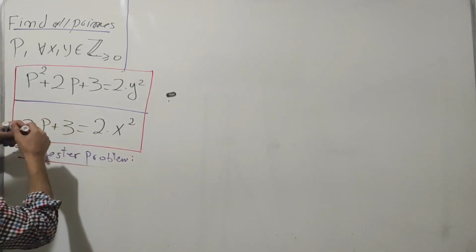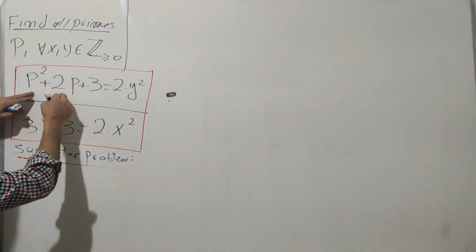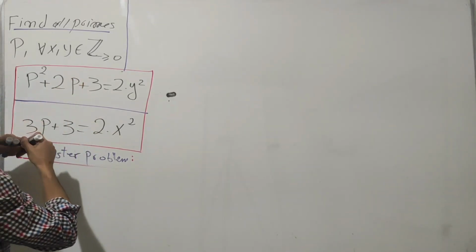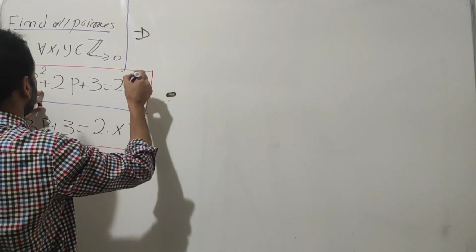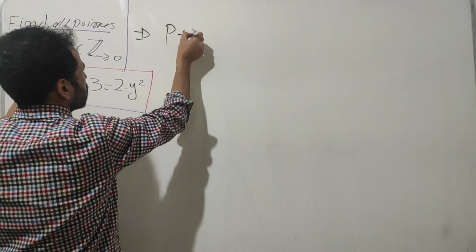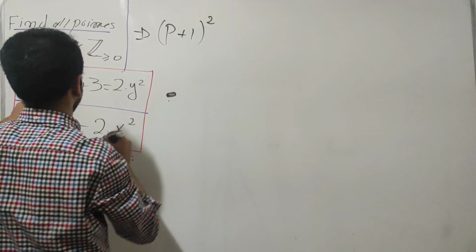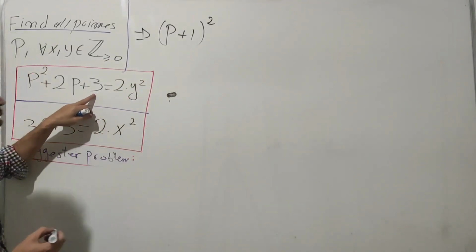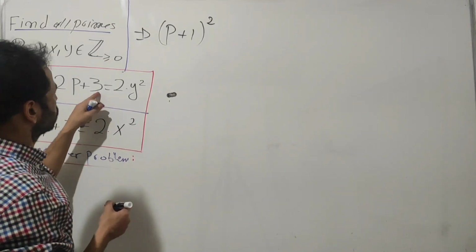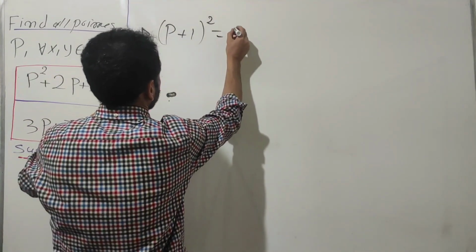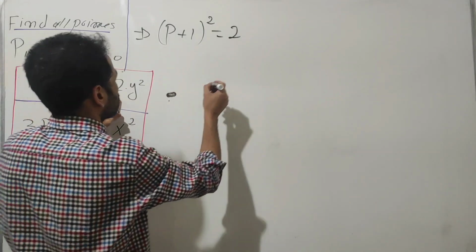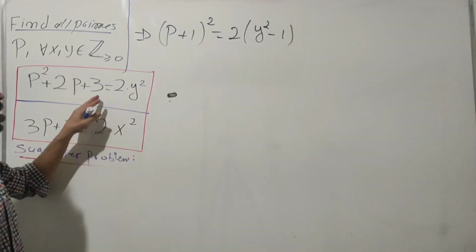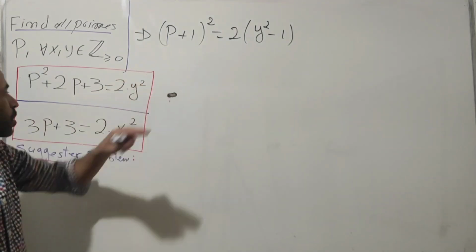If you take a look carefully at the first equation, it is going to be written in the form of a quadratic binomial here. So let's do it quickly. We get (p + 1) squared, which is going to give us p squared + 2p + 1, but we have 3 here. Let's move this to the right side. Then take 2 as a common factor as well. I get 2 multiplied by (y squared - 1). So I have factorized this one in the form of a square here.